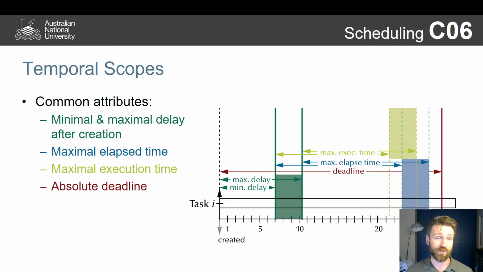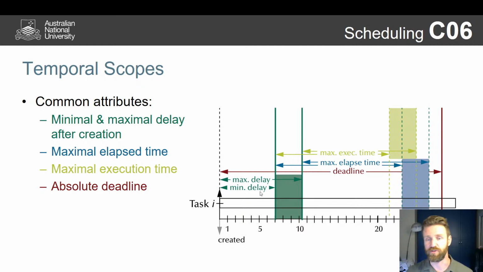So what kind of attributes are we interested in? We might be thinking about delays from when the task is created, so when the system first becomes aware of the task, to when it actually begins executing on the system.